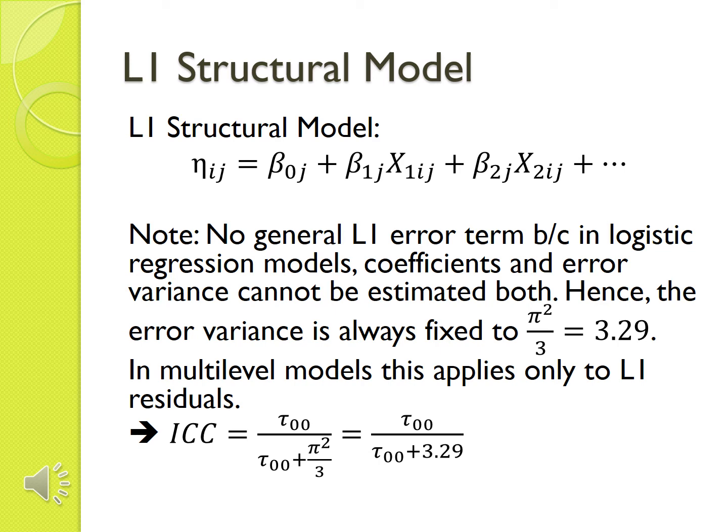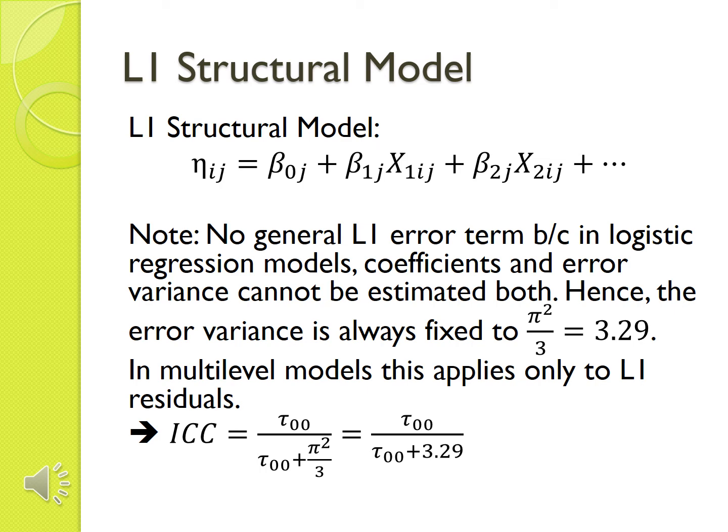Now there's one thing that needs to be noted. There is no error term. In logistic regression, this is not just logistic HLM, coefficients and error variance cannot both be estimated. So in these models, the error variance is fixed to pi squared over 3, which comes to about 3.29. So that is important. Why? A, you won't get an estimate.